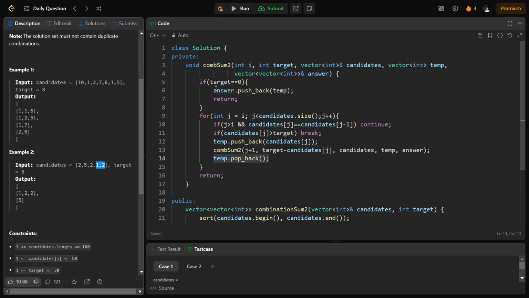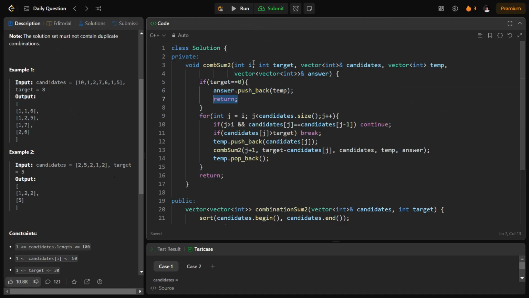So what is the base case? The base case is if target is equal to 0, that means we have found a valid sum of numbers in our temporary array that is equal to the target that was initially given. So what I do is append that vector into our answer vector and I just return.